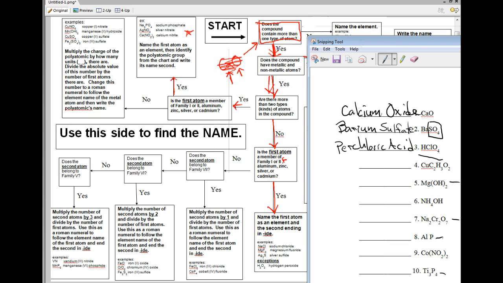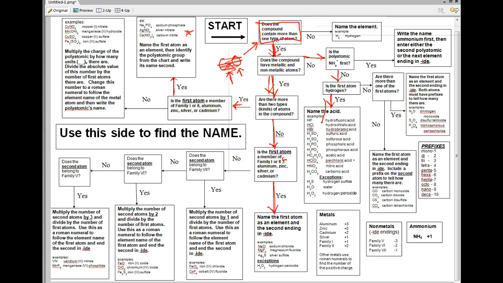This time I'm going to use blue marker. I do not know, but it will not erase. Drives me crazy. Alright, so does the compound contain more than one type of atom? Yes, it does.